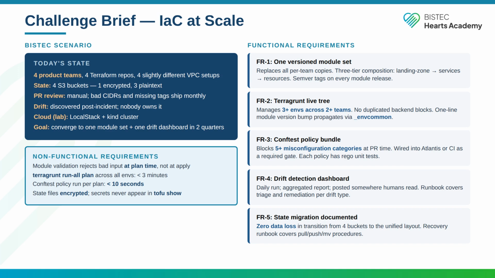The task for this session: build the versioned module set that replaces all 4 team copies, the Terragrunt live tree that manages 3 environments across 2 teams, the Conftest policy bundle that catches the 5 most dangerous misconfigurations at PR time, and the drift detection workflow that gives the platform team continuous visibility across all environments. The lab runs on LocalStack and a local kind cluster, no cloud credentials required. The architecture must transfer unchanged to a real cloud environment.